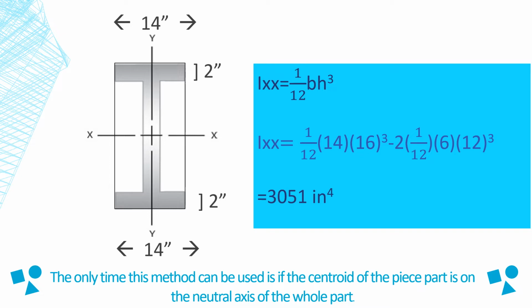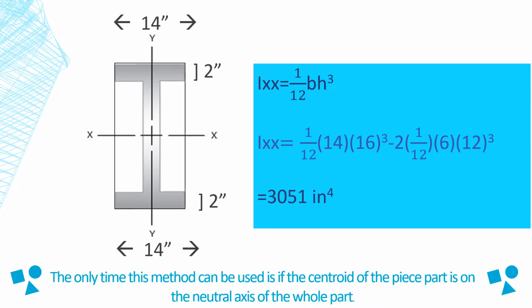But the only time this method could be used is if the centroid of the piece is on the neutral axis of the whole part. Otherwise, we would just use the formula and take the entire 14-inch base by the entire 16-inch height, multiply it to the 3rd power, and then subtract the 2 windows out of it, and then that would get the 3,051 inches.